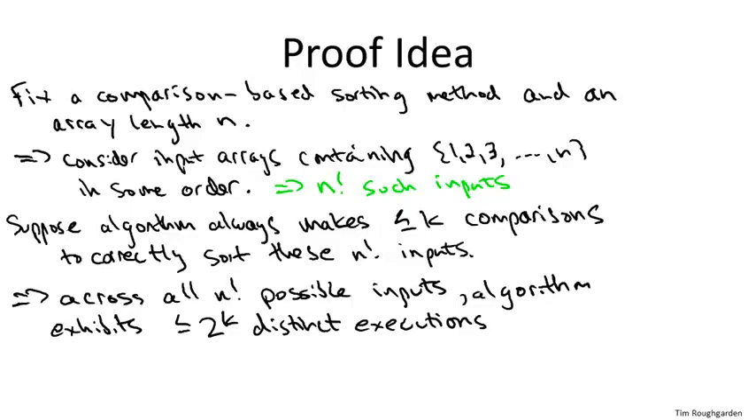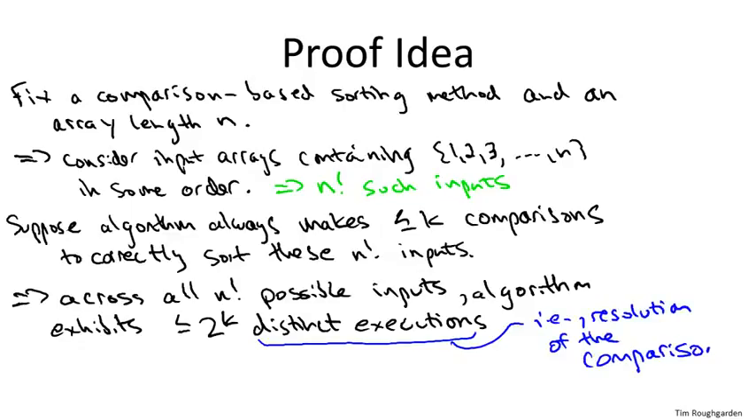It makes comparison number 1, then comparison number 2, then comparison number 3, then comparison number 4, then comparison number 5. And it gets back a 0, then a 1, then a 1, then a 0. Maybe on some other input, it gets back a 1, then a 1, then a 0, then a 0, and so on. The point is, for each of these n factorial inputs, it makes at most k comparisons. We can associate that with a k-bit string. And because there's only k bits, we're only going to see 2 to the k different k-bit strings, 2 to the k different ways that a sequence of comparisons resolves.